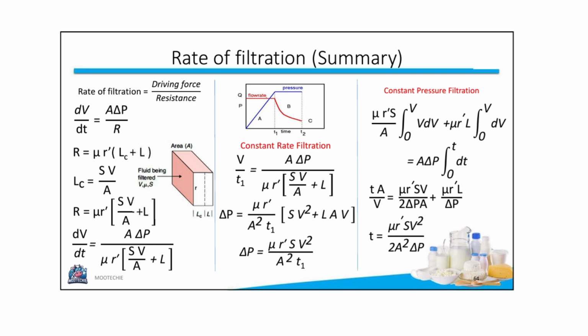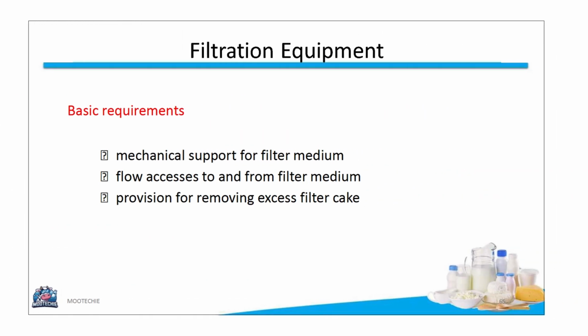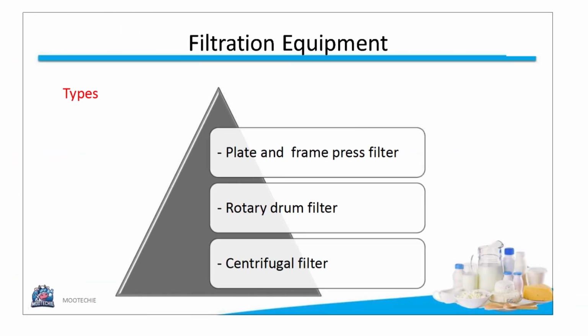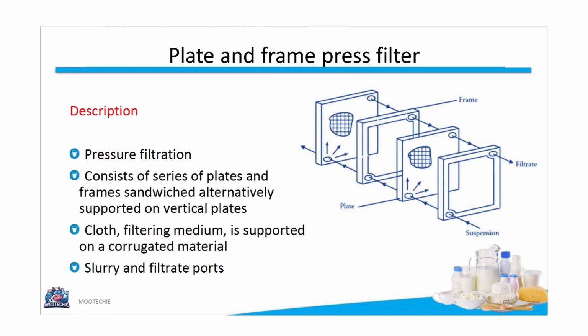Now let's look at the equipment used for filtration. All filtration equipment must provide mechanical support for the filter medium, have flow access to and from the filter medium, and include a provision for removing the accumulated filter cake. The main types of filtration equipment are the plate and frame press filter, the rotary drum filter, and the centrifugal filter. The plate and frame press filter is a type of pressure filter.